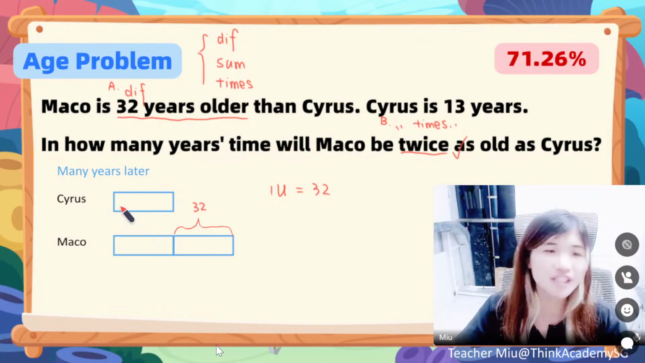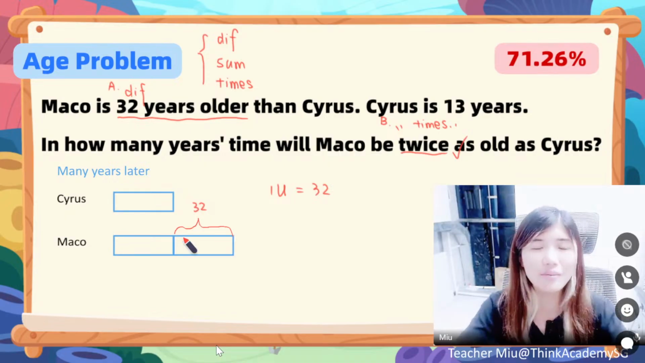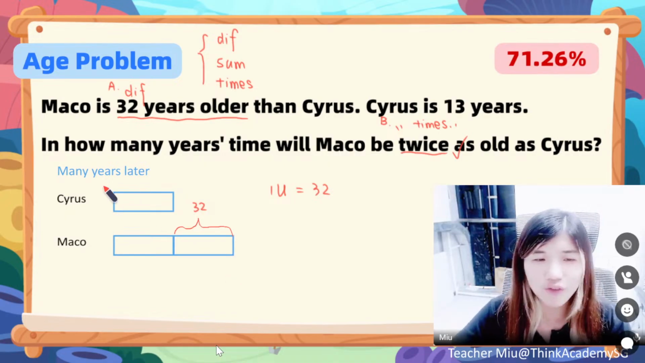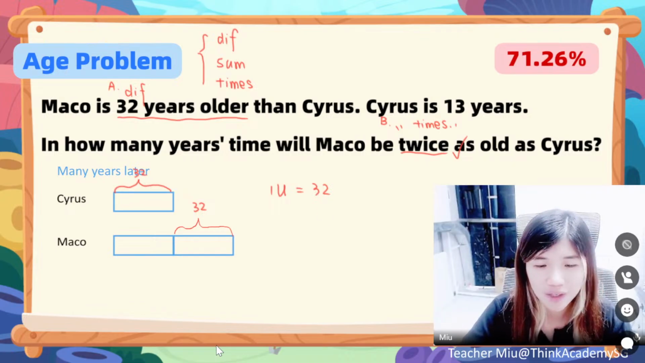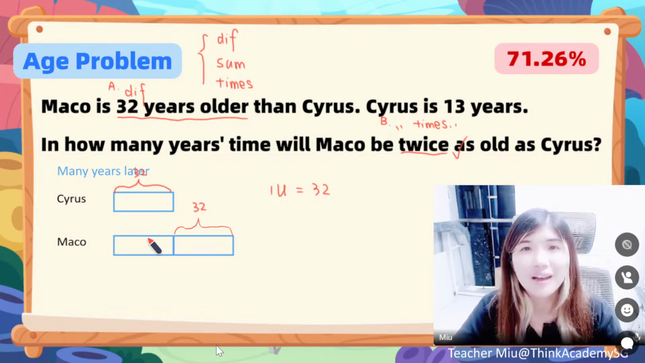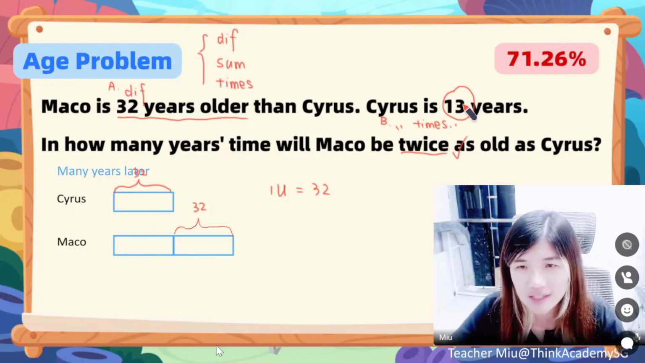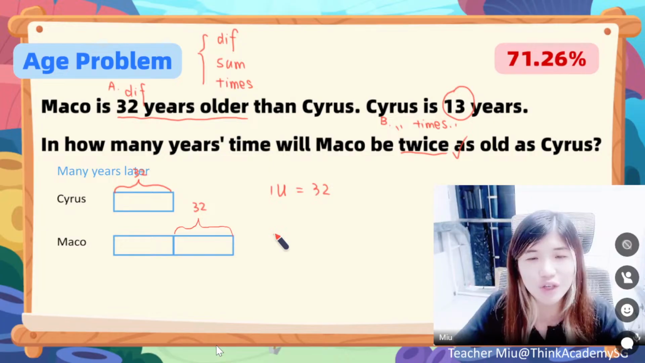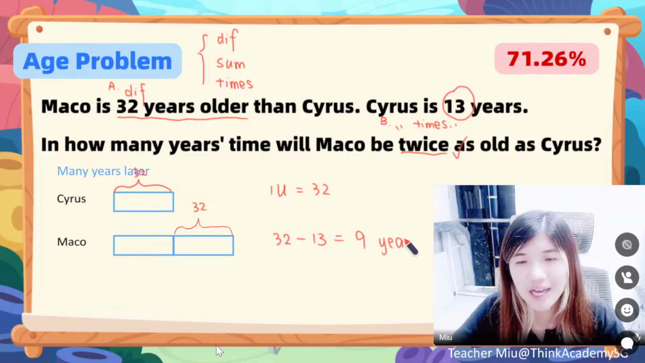Now the question is asking how many years later. So we need to find out when Cyrus is 32 years old, since that is when Marco's age will be twice Cyrus's. And now he is 13. So you can just use 32 minus 13 to find that it is actually 9 years later. That's how we come to the answer 9.